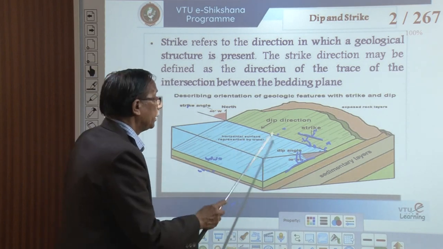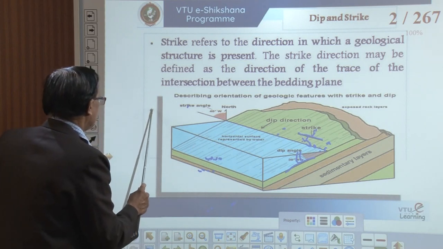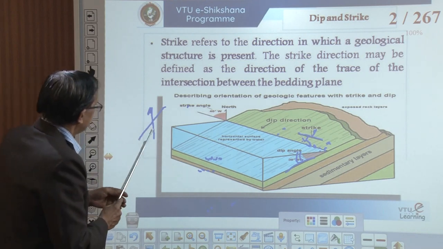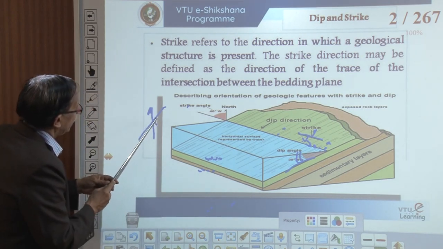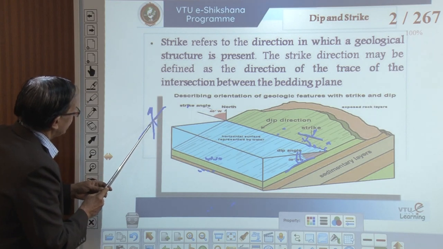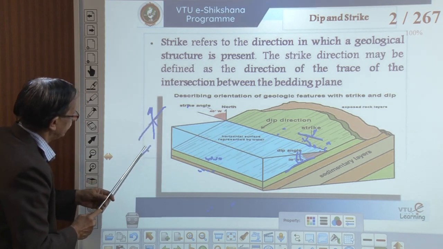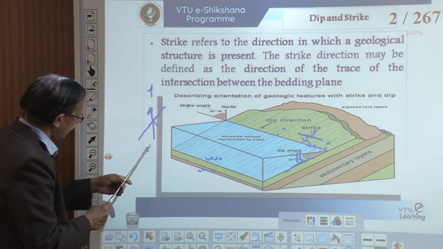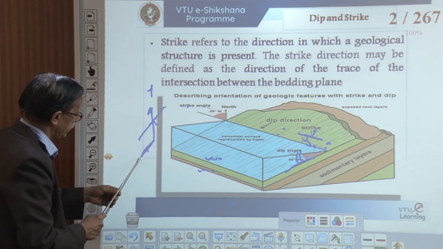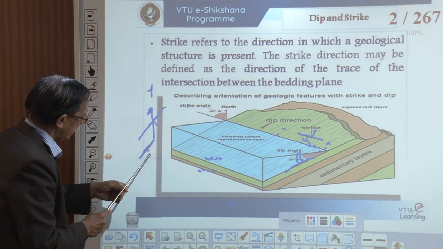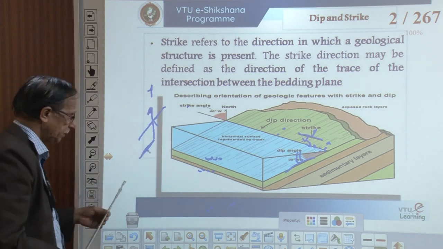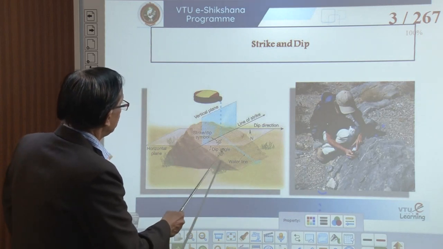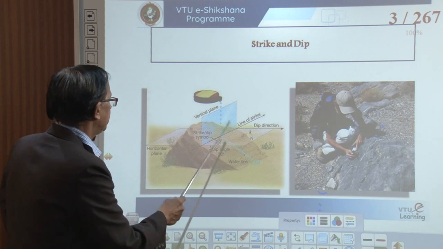Carefully remember, this may be the north direction. Beds are oriented like this, then this becomes the dip, and I mark it on the paper like this. For the map, this is the north line, and rocks are sloping in this direction, that is the strike, this is the dip, and the angle I write. Thus, we present it and show it in that way. And the same thing which I have explained, I have shown here.